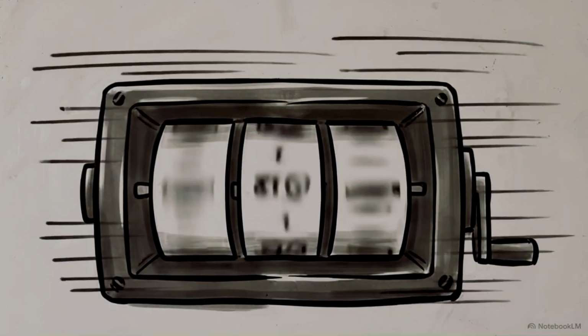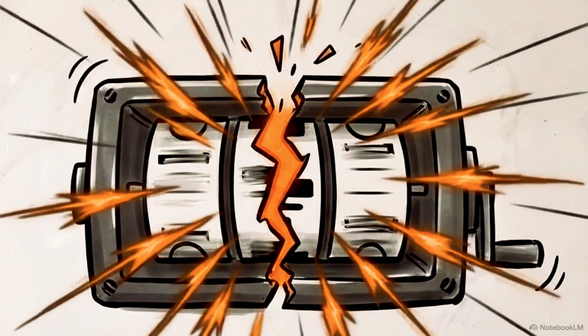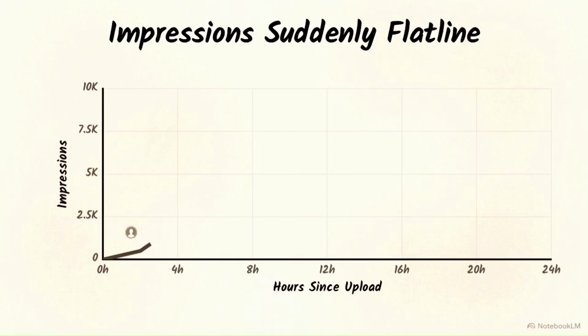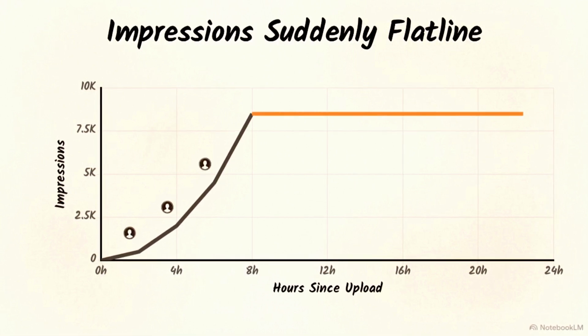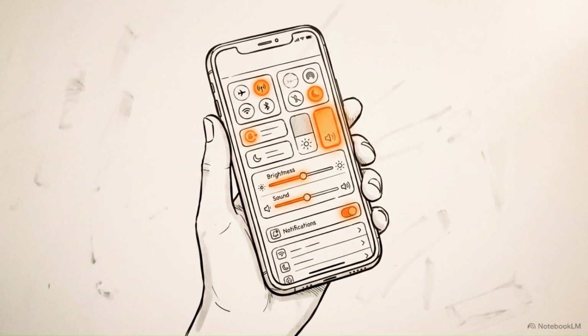Watch this mechanical view counter spin up, hit a wall, and jam. For many creators, this is exactly what happens to metrics after hitting publish. You might spend days editing a high-quality video, only to watch the impressions flatline. The problem usually isn't the content itself. The friction often comes from default upload configurations hidden inside the mobile app.